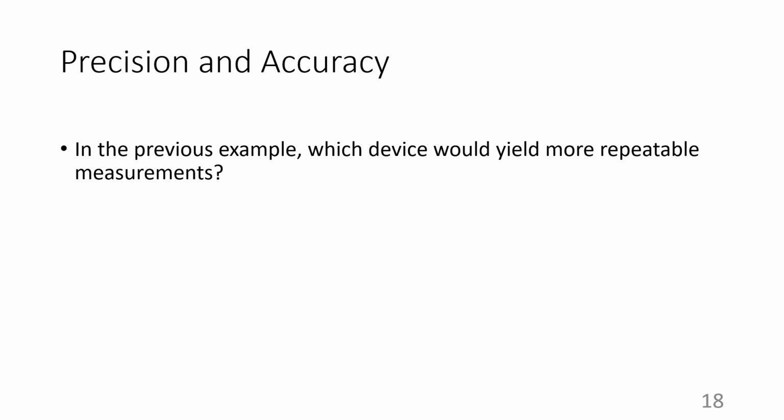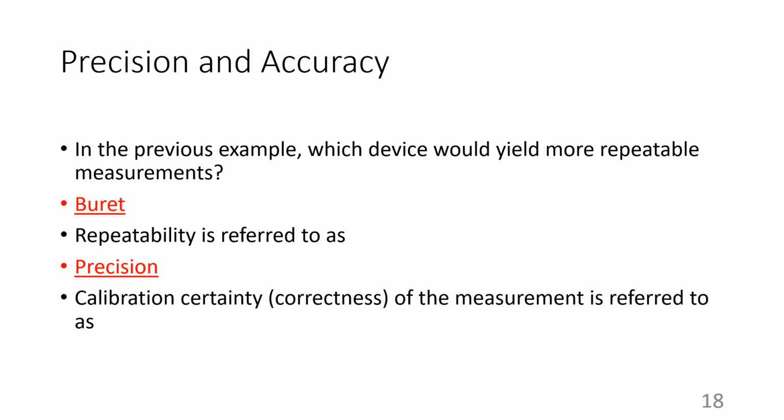Speaking of uncertainty, we have two different measurements that impact uncertainty. There is precision, which can be thought of as the repeatability of a measurement, and then there is accuracy, which can be thought of as the closeness of the measurement to the true value. So in the previous example, which device would you say yields more repeatable measurements? Definitely the burette. Repeatability is referred to as precision.